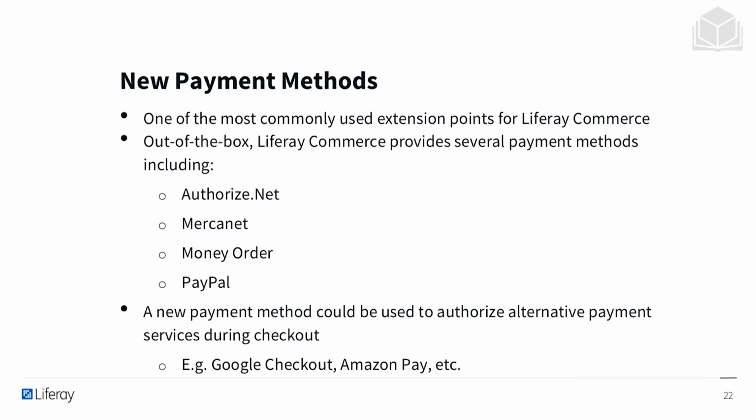Liferay Commerce also allows you to create a new payment method other than the ones that come with Liferay Commerce out of the box. Out of the box, it comes with Authorize.net, Mercanet, Money Order, and PayPal. This is one of the most commonly used extension points for Liferay Commerce, and you can see why. There are so many different payment systems online. It's really important for Liferay Commerce to be flexible in this area. For instance, you could have a new payment method that could be used to authorize alternative payment services.